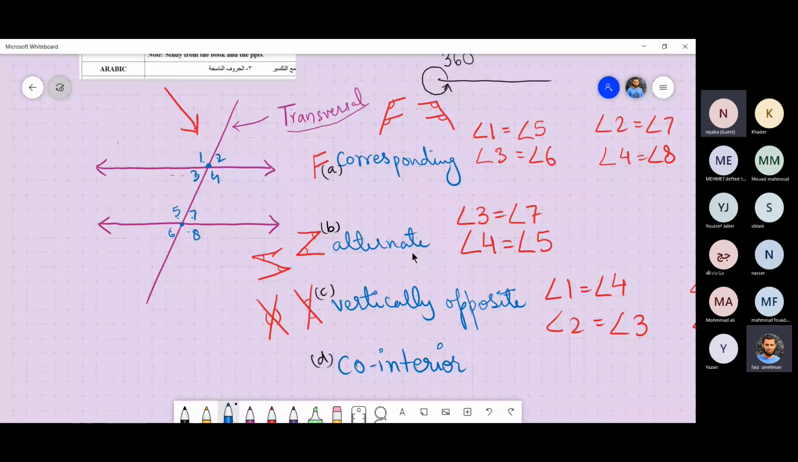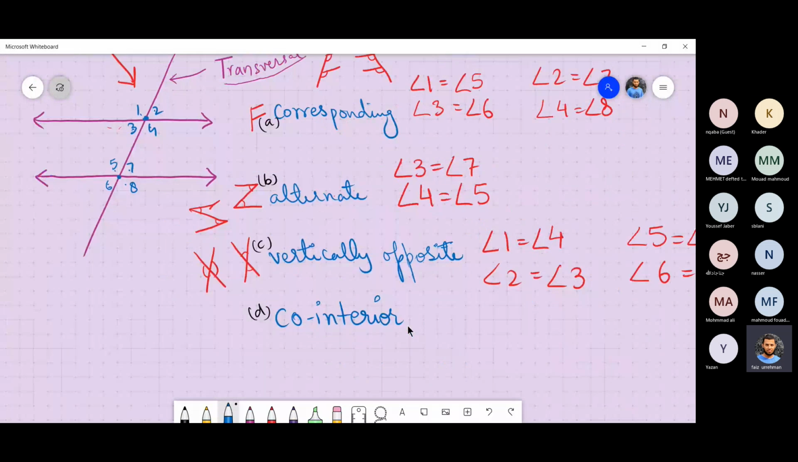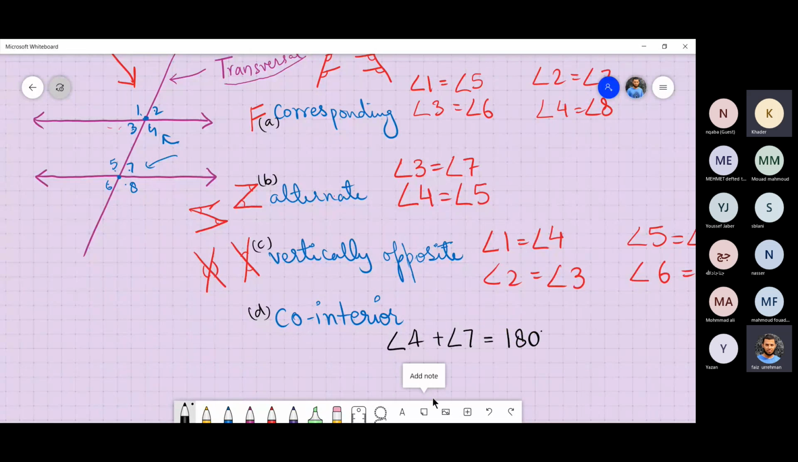So the property of co-interior says those two angles which are like a room, if we add them, we should get 180. This is what co-interior says. So angle 4 plus angle 7 should give me how much? 180 degrees. And similarly on this side, what are the two co-interior angles there? 3 and 5.